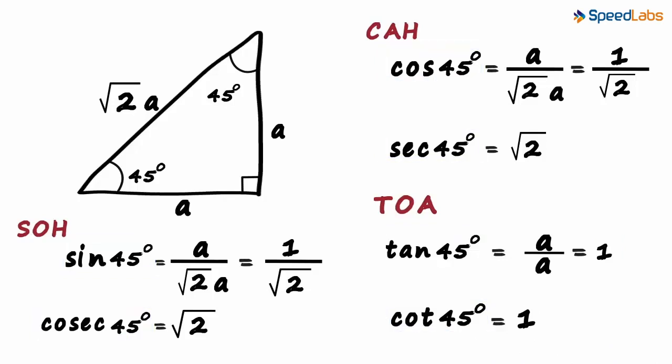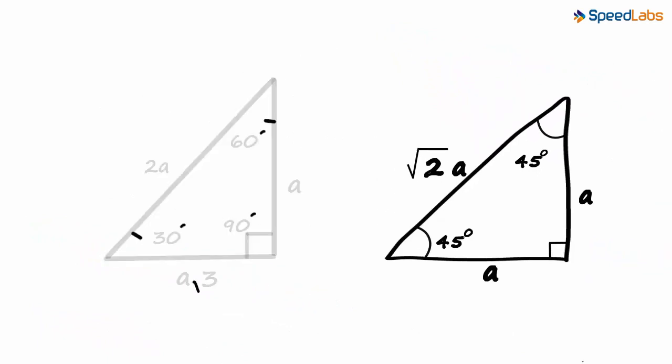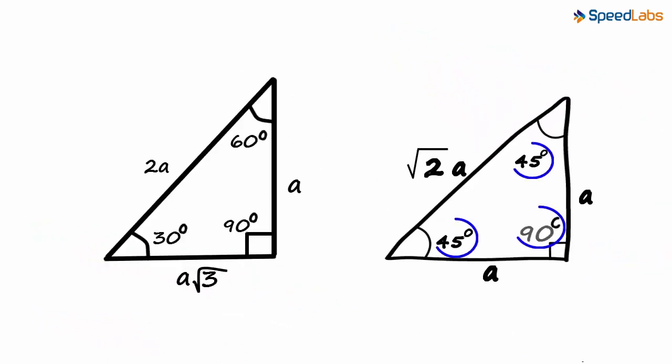All this just with the help of the ratios of sides of 2 triangles, the 30-60-90 and the 45-45-90 triangle. There are just 2 more special angles we need to look at. One is 0 degrees and the other is 90 degrees. We see that in the next part of the video.